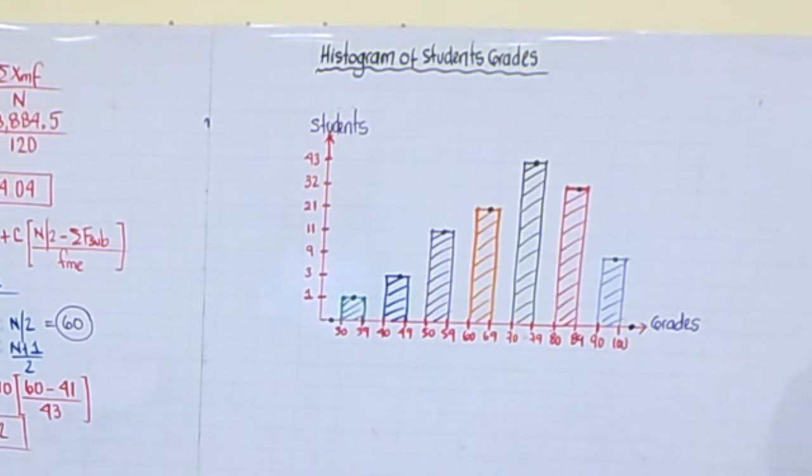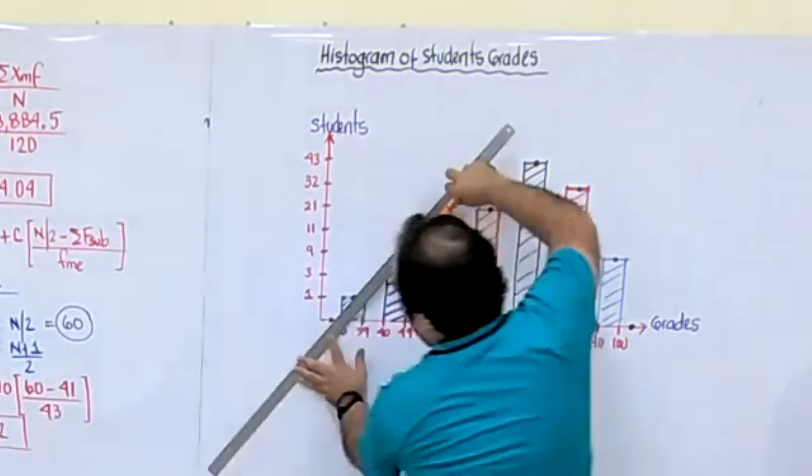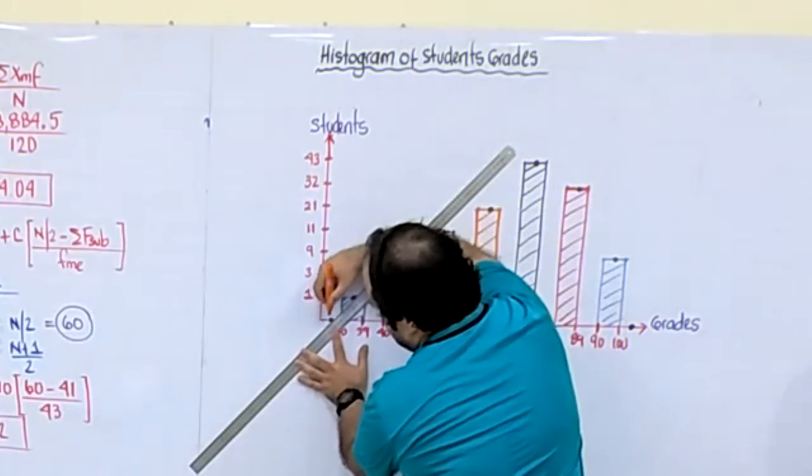And finally, what I have to do, simple, I'm going to connect this polygon of frequency. I'm going to use the orange one, which I think is the one that stands out most. Connect these points, the black points.